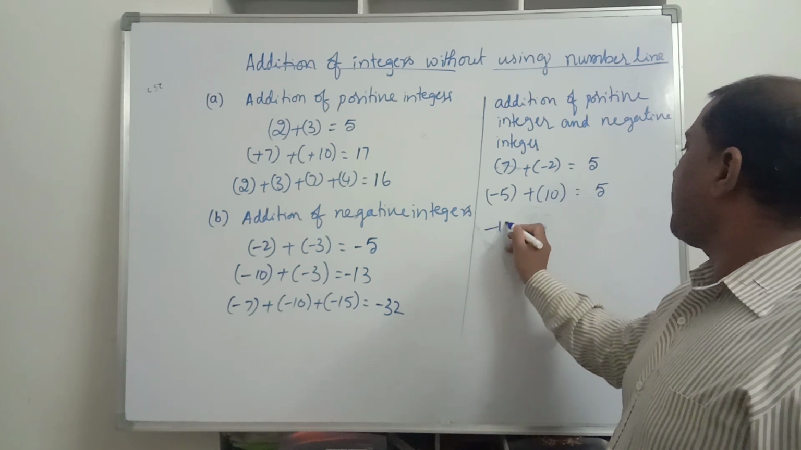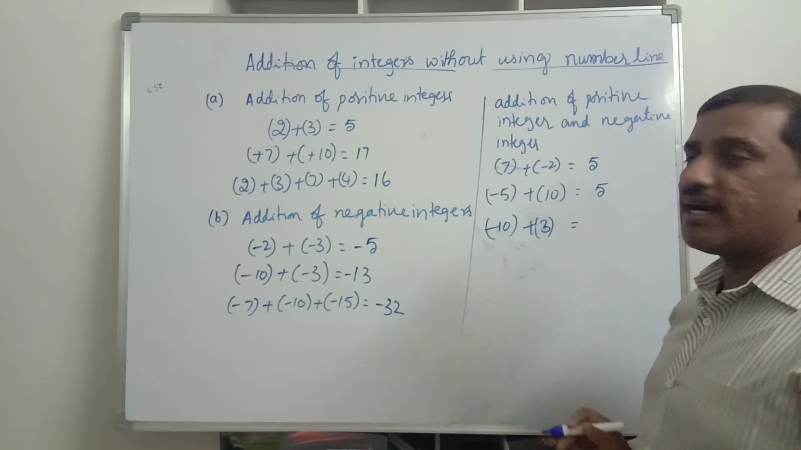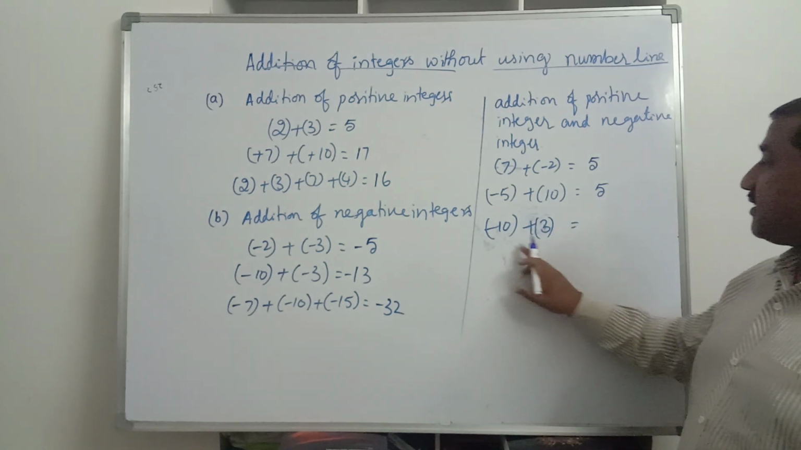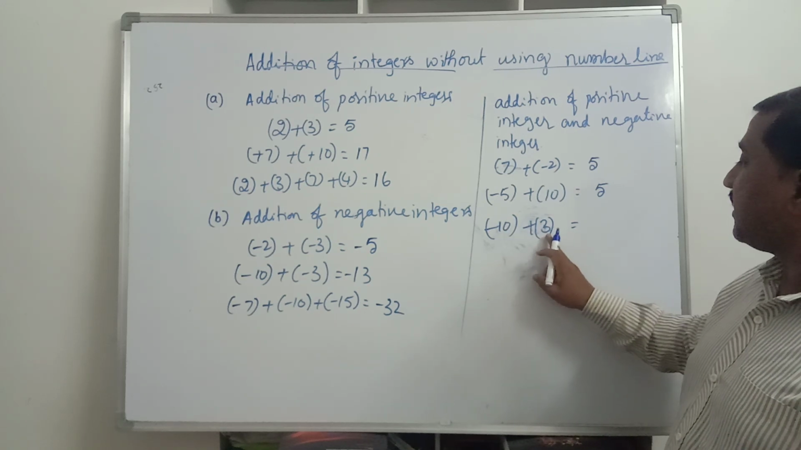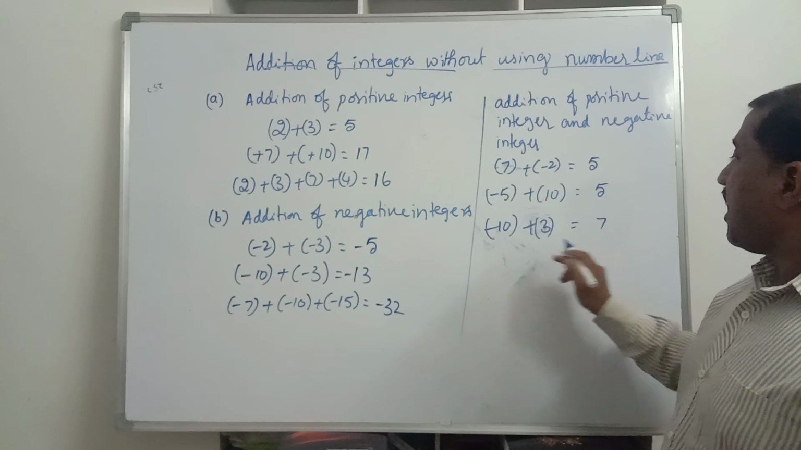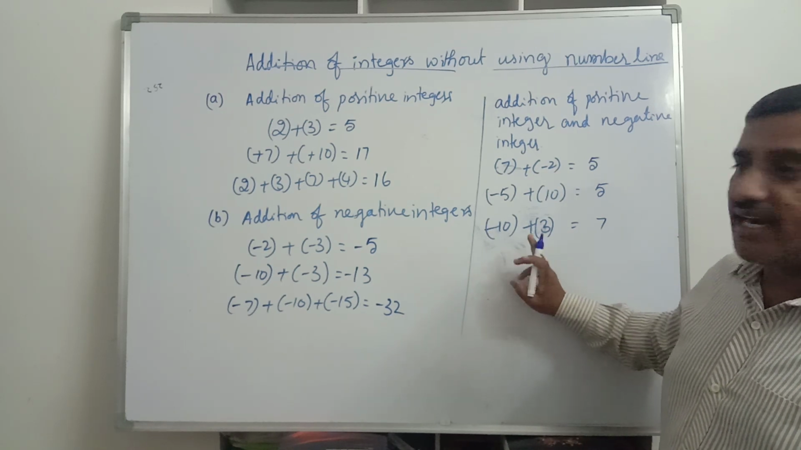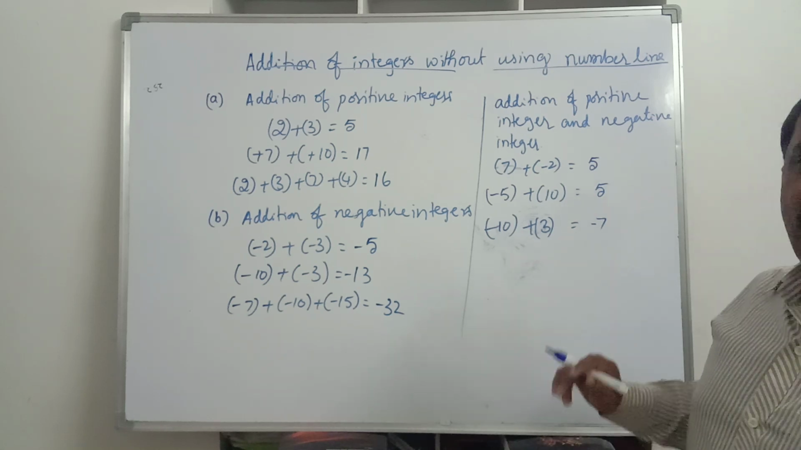It is minus 10 plus 3. Minus 10 plus 3 is there. Then how to add these numbers? Again subtract the numbers, ignoring the sign. 3 is smaller and 10 is greater. 10 minus 3 is 7, and take the greater number's sign. Which is the greater number? It is 10. Its sign is minus. Therefore, it is minus 7.